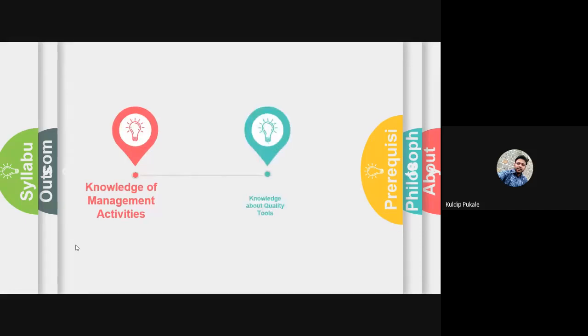Before studying this particular subject, you should have knowledge about management activity, and also a little bit of knowledge about the quality tools. I think some students have already done their internship in different industries. The students will know how quality controls and quality tools are used in that industry to make the brand of that company. Quality is a very important issue.